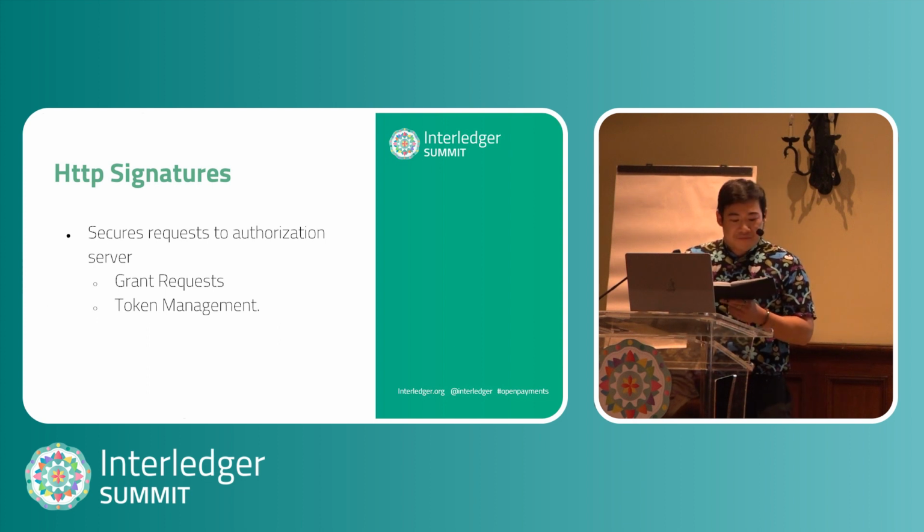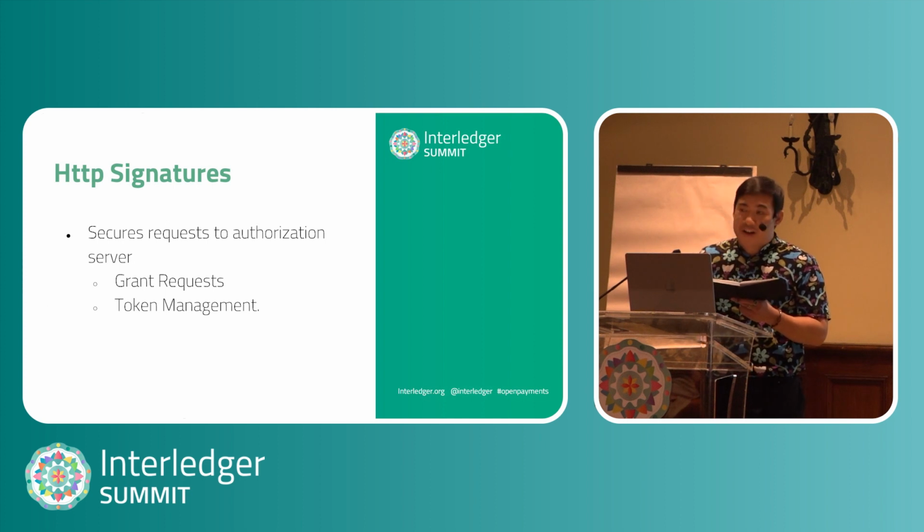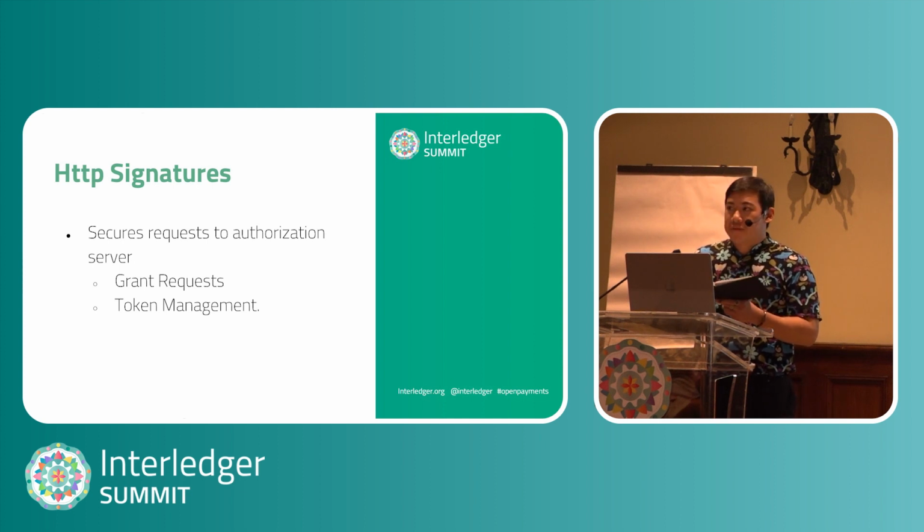Now, when a client is making a request to an authorization server as part of a grant request or for token management, it is expected to provide what are called HTTP signatures in the request headers. These help the authorization server verify the client's identity across multiple requests by using the JSON web key it provided in the initial grant request to verify the signature.